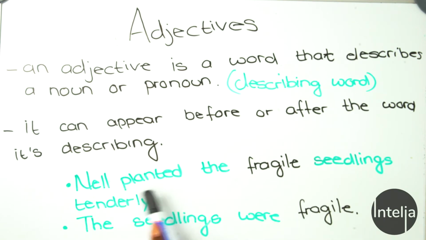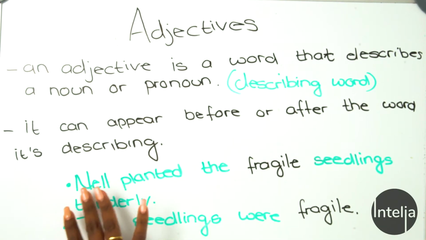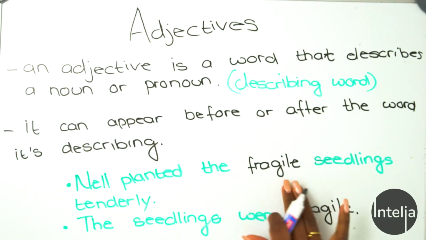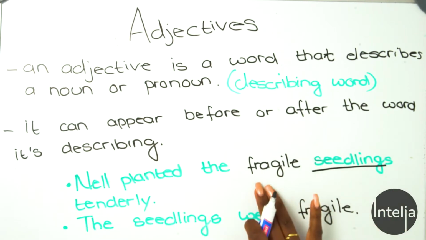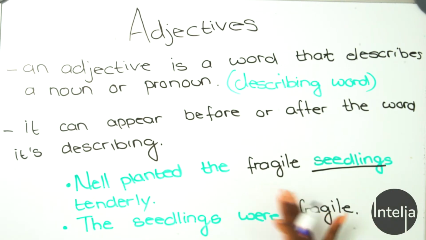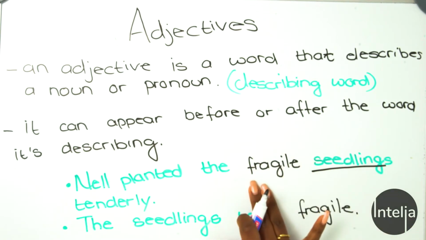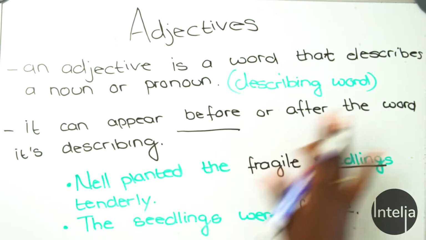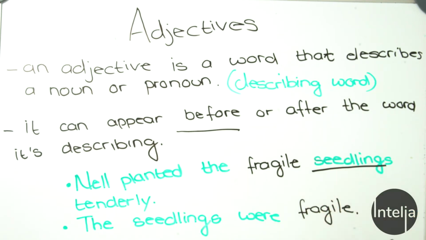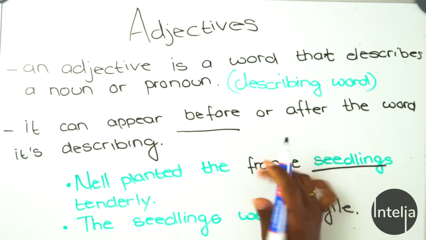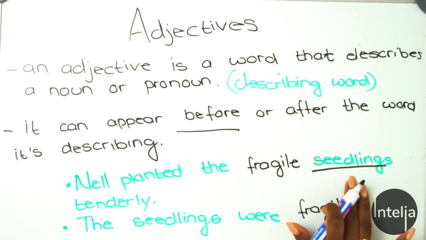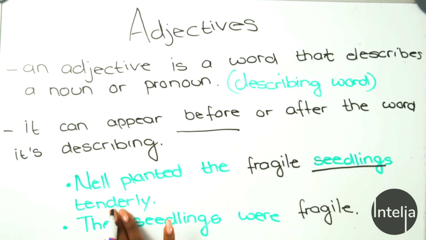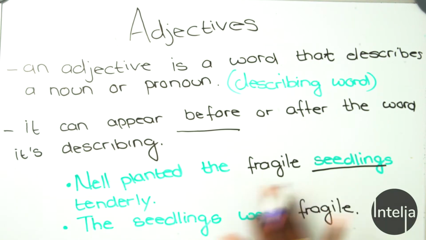Planted is our verb. Now is a proper noun, but it's more the subject than it is the noun in the sentence. The fragile seedlings is what is being described, right? So the seedlings are fragile, and this is an example of having an adjective before the noun, right? So now planted the fragile, our adjective, seedlings, which is our noun, tenderly. He planted the fragile seedlings tenderly.